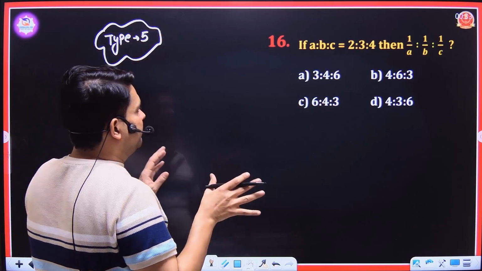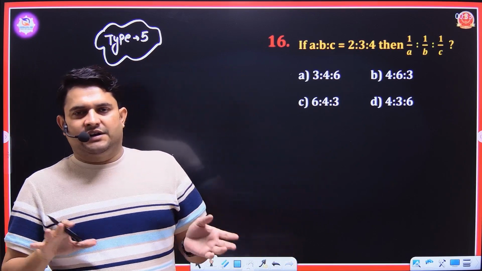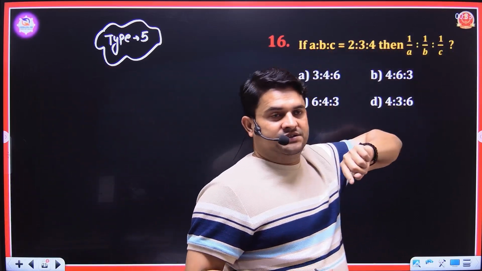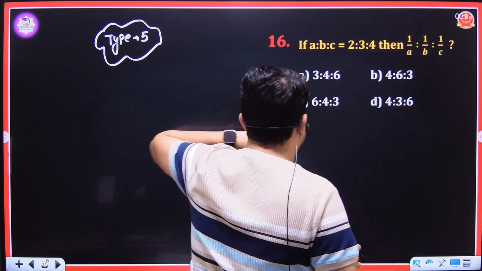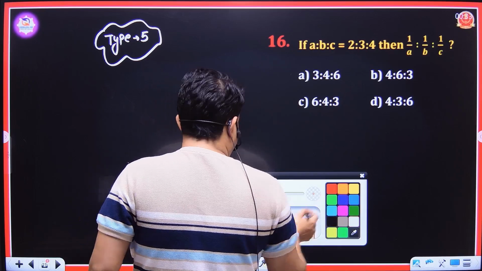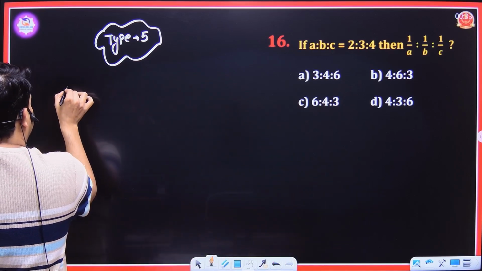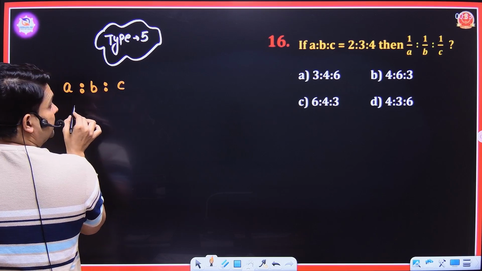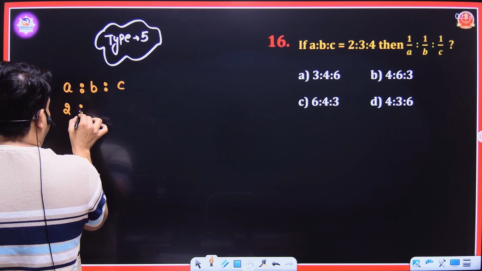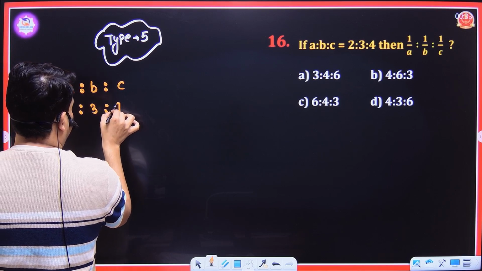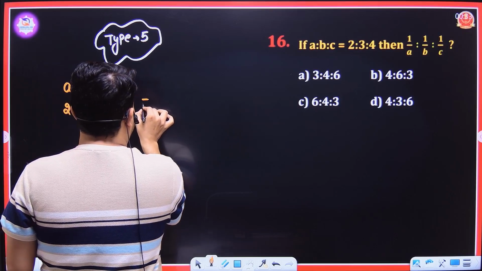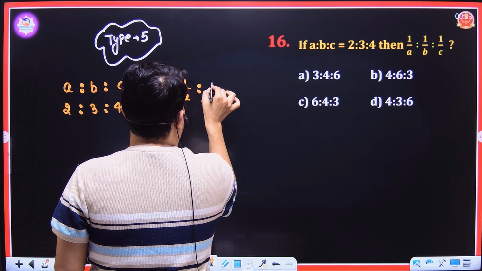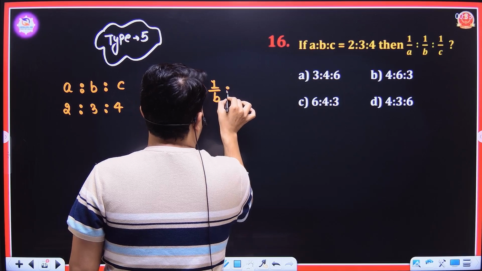This ratio will be very very useful in time and work, time and distance, because here is a ratio and here is the ratio of their reciprocals. So what will we do? We will solve them. See, we have A ratio B ratio C is 2 ratio 3 ratio 4. So what we have to calculate? We have to calculate 1 upon A ratio 1 upon B ratio 1 upon C.